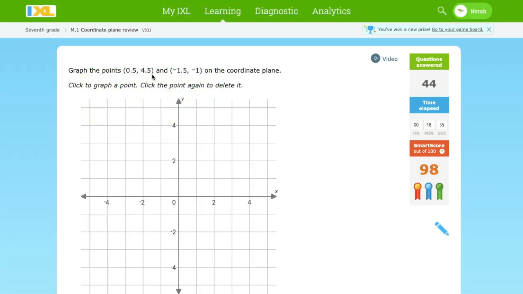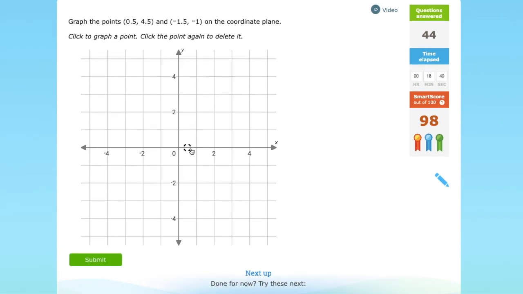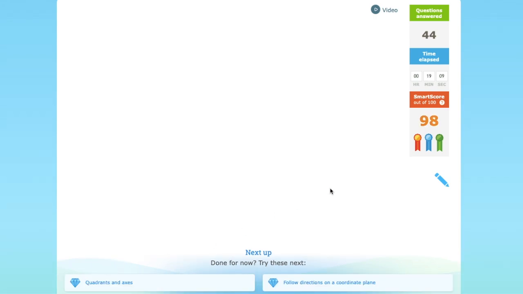0.5, 4.5, and -1.5, -1. Here is 0.5, and then we go up to 4.5, which is right here. Then now we go to -1.5, which is right here, and here is -1 on the y-axis.